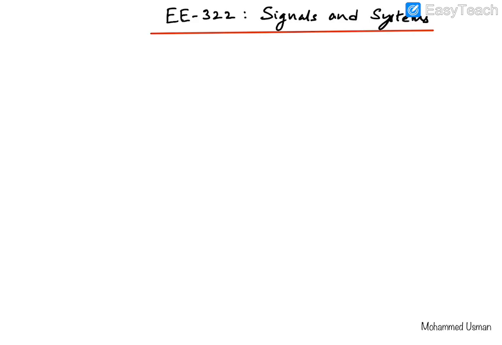So signals are basically functions of a variable with respect to one or more other independent variables, and systems are those things which would process those signals to convert them into a form that we desire them to be in, or to perform some operations on those signals. So this course deals with the signals itself, and we'll also discuss systems later on, where we'll see how we design certain systems to process those signals.